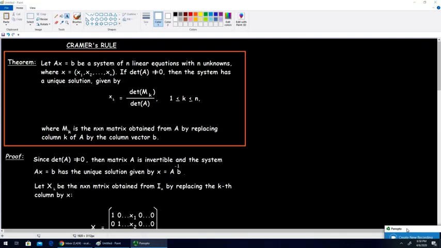Today's lecture deals with Cramer's rule. This is one way of solving systems of linear equations where the determinant of the associated matrix is non-zero. The theorem states the following.